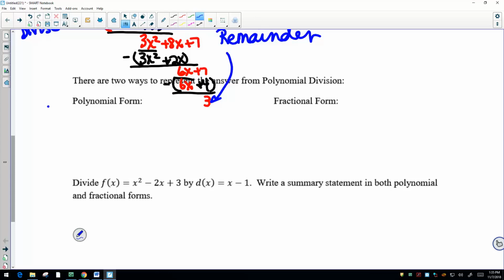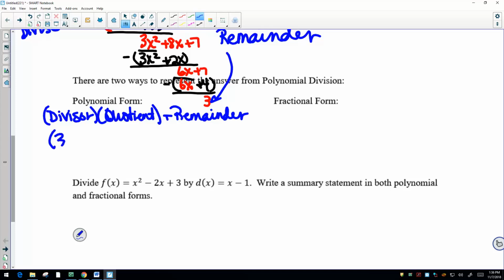If we were to do polynomial form, we are going to take our divisor and we're going to multiply it by our quotient, and then to that we're going to add on the remainder. So if we look up above, our divisor was 3x plus 2. The quotient was x squared plus x plus 2. Sorry, my board is kind of dead there. And then to that, we're going to add on the remainder. So that's taking your answer and expressing it in polynomial form.